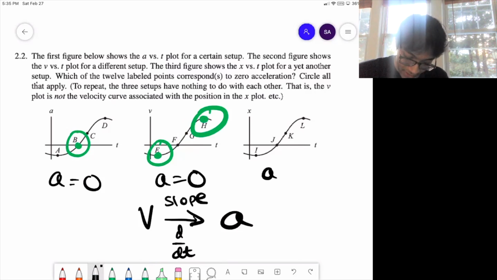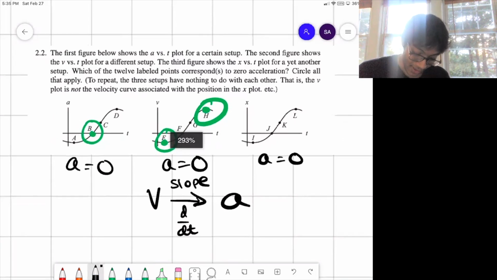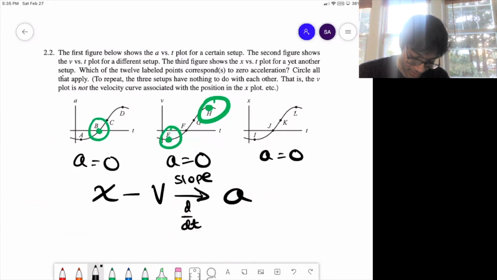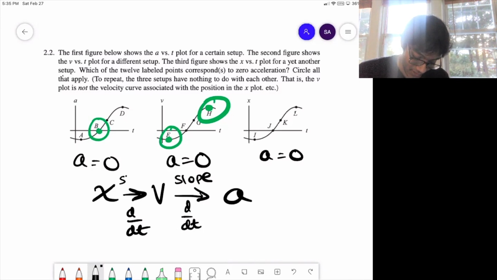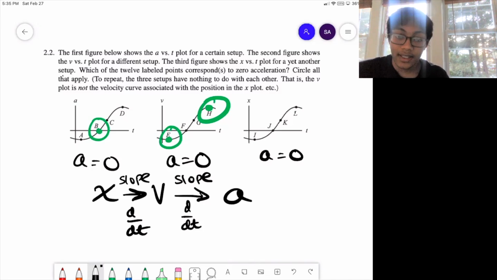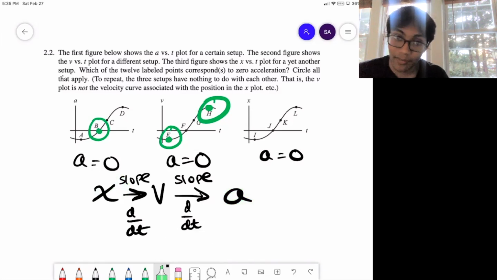How do you find where acceleration is zero on this graph? This is an XT graph, a position versus time graph. How do we know when acceleration is zero? Well, position is the third piece in this puzzle. To go from position to velocity, we take the derivative. To go from velocity to acceleration, we again take the derivative. Okay, and of course to go backwards, you can take the integral. Now, here's the thing. How do you find acceleration from position? And that's something most people get tripped up on.